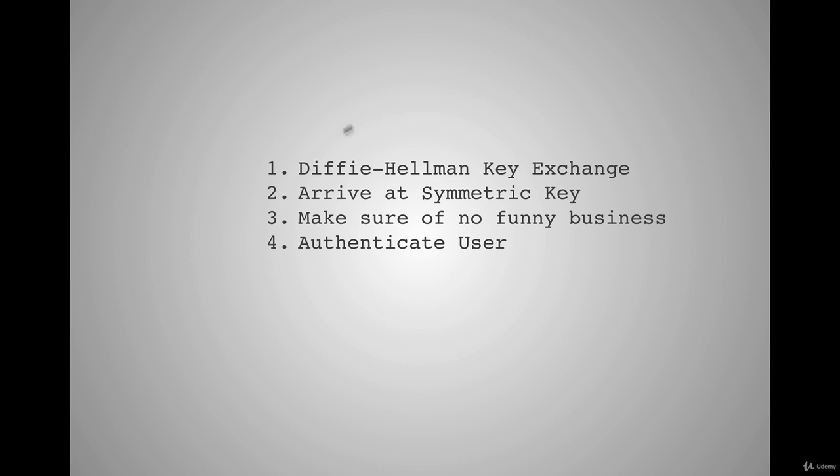You see, we've talked about the Diffie-Hellman key exchange, the asymmetric encryption to arrive at a symmetric key so that we can communicate. And we also used hashing to make sure of no funny business. But then the fourth thing is to authenticate a user. We want to make sure that whoever is trying to communicate with us is somebody that we want to communicate with and has the rights to communicate with them.